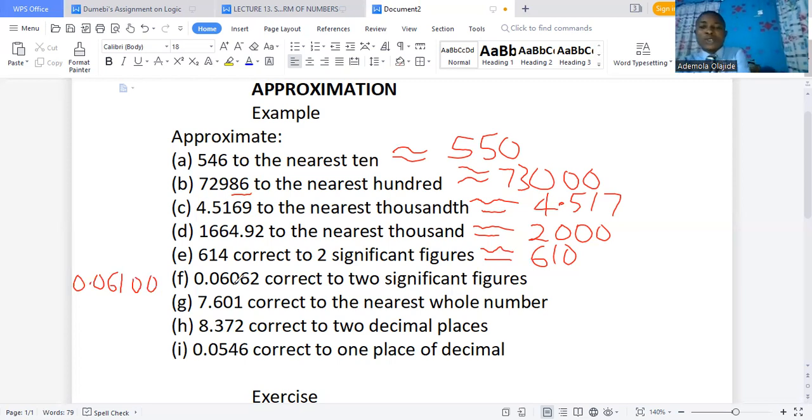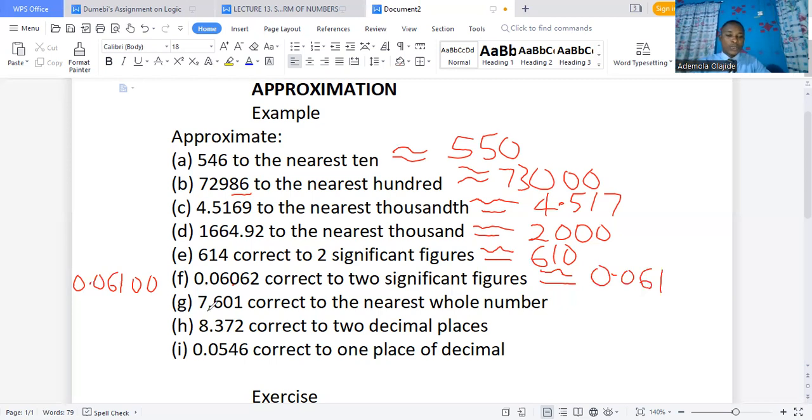So by the time you want to write this value, I told you after decimal, any zero we see when non-zero digits have ended, you discard them. So this one will give us 0.061. We don't write those zeros that stay at the back, because no non-zero digit is after them.